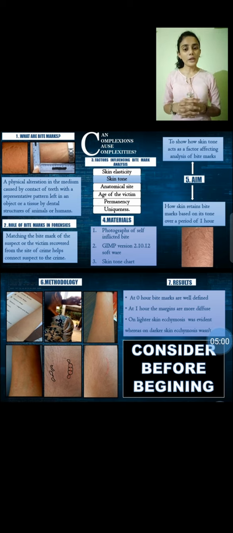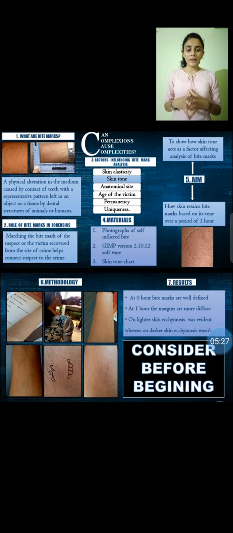The features that were lost included: 1. Ecchymosis was lost or was not very evident in darker skin individuals after a period of an hour, and also the initial arch form and the outline, which was very well defined at 0 hour, had become more diffuse. And the third most important thing was that the initial depth of the bite mark was lost.